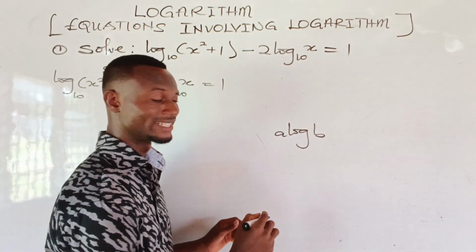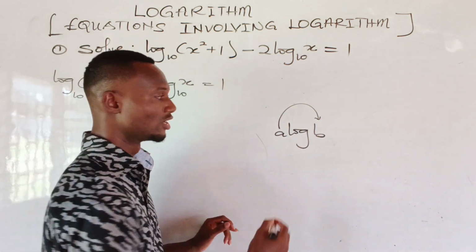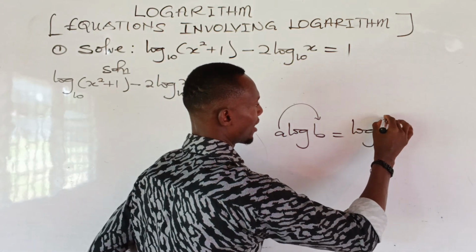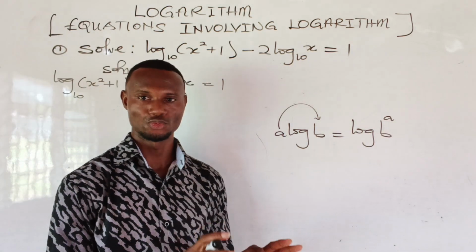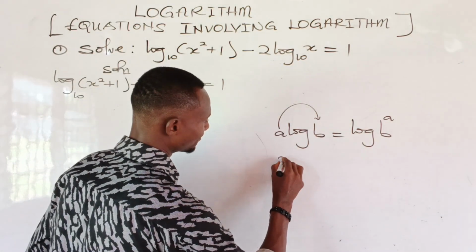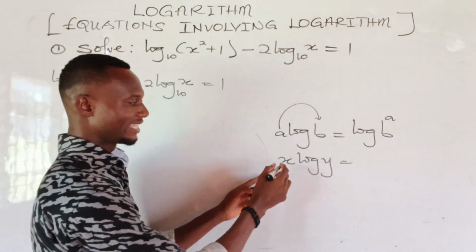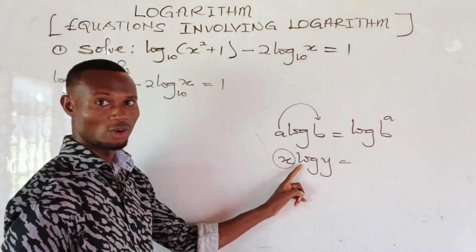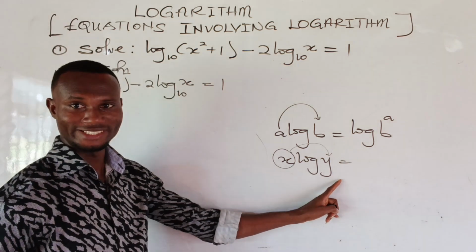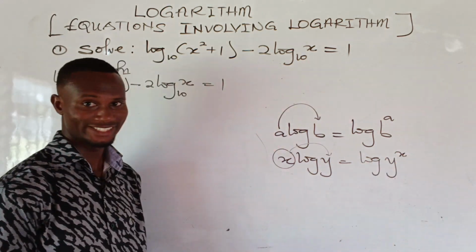Okay, so what it means is that the a here can simply move and become a power to the b here. So I can write this as log b to the power a. That is the power rule or law that we learned in the previous videos. So if I have s log y, the law says that the s here, which is a coefficient to the log, can move and become a power to the y. So I'll write it as log y to the power s.